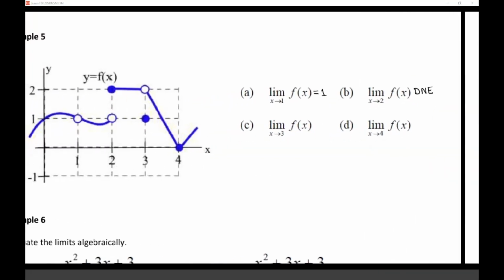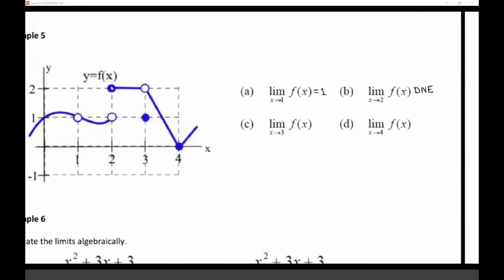Although the function value does exist, and that's 2. See the solid circle? At x equals 3, you can see as I approach x equals 3 from the left, I'm getting closer to 2. As I approach x equals 3 from the right, I'm also getting closer to 2. So my limit is 2. The function value is a different value. Right at 3, the function value is 1.